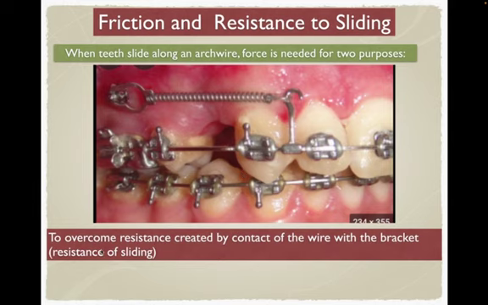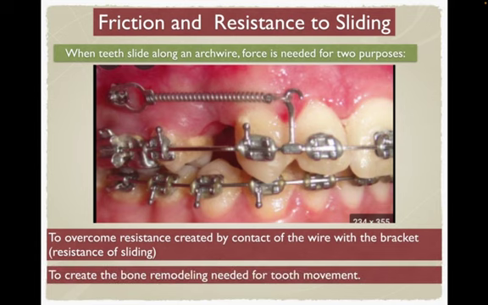The first purpose is to overcome the resistance that is created between the contact of the wire and the bracket. So we need to overcome this resistance, and then we need to create the bone remodeling that is needed for the tooth movement. So the force that we need to achieve this tooth movement has to overcome the resistance between the bracket and the wire, and has to be enough to create the remodeling of the bone that we need to achieve this tooth movement.